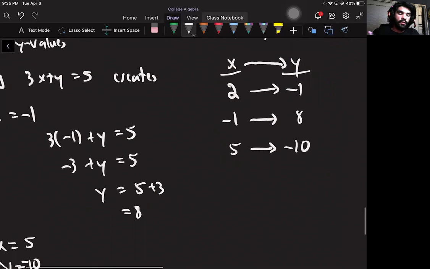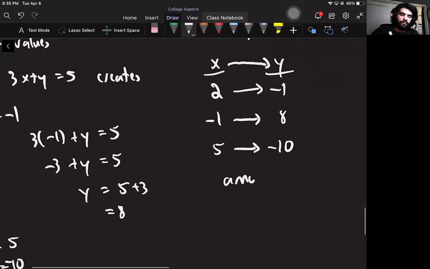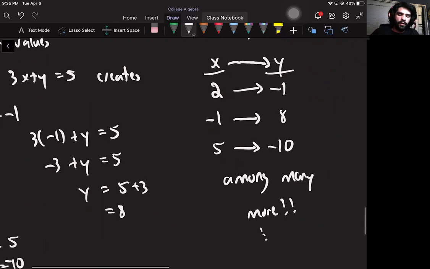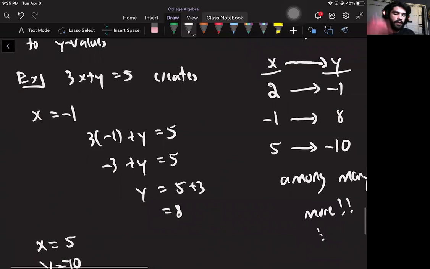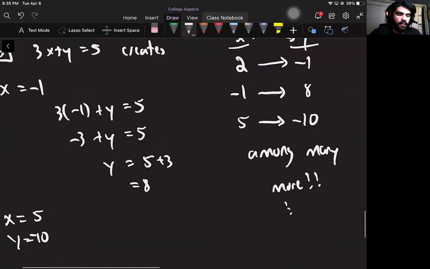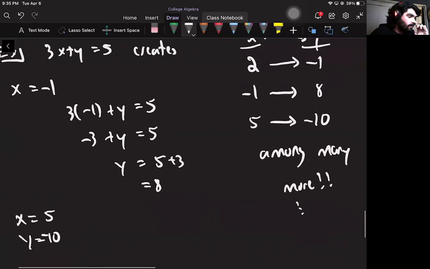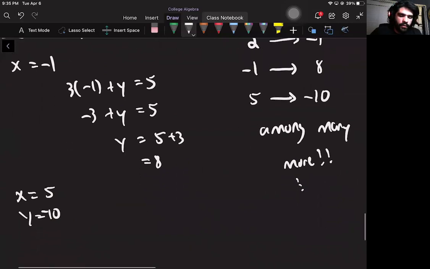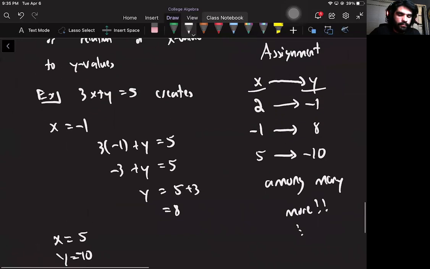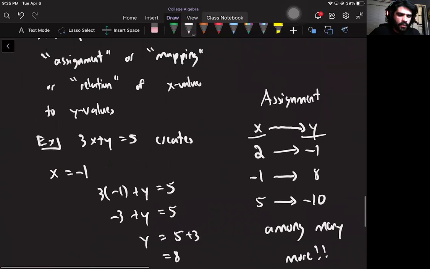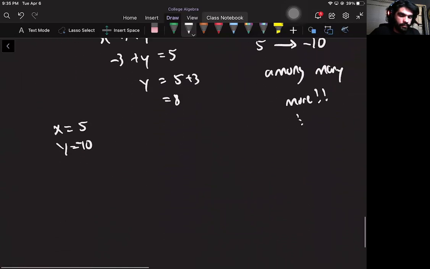And of course, these are not all the numbers in the world, among many more. So this chart would go on forever if you just kept putting more numbers in. And you could also put in fancier numbers like fractions, numbers between numbers, instead of just these whole numbers that we're doing. But we don't want to deal with all those things for now. Okay. So this is what I mean by an assignment.